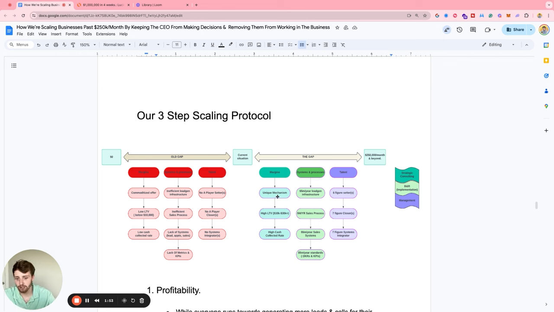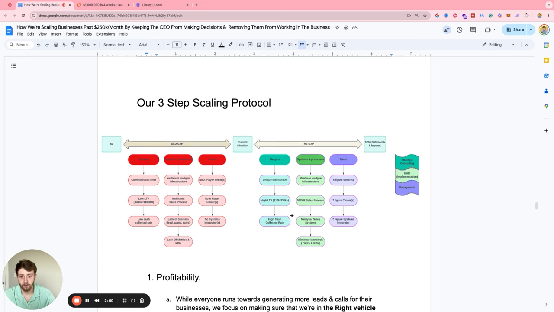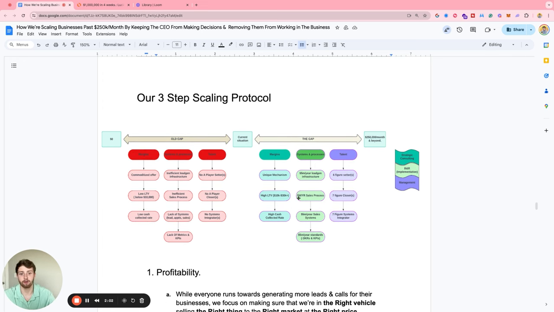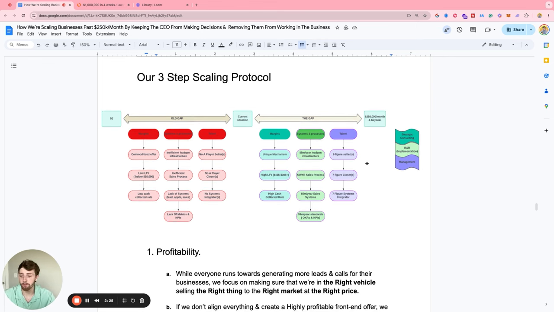Okay, you have a high LTV where you make 10 to 30K plus per client over its lifetime span, right? You have a high cash collection rate, right? You have good systems and processes: 5 million a year lead gen infrastructure, 5 million a year sales processes, 5 million a year sales systems, and 5 million a year standard OKRs and KPIs, right? And then you also have good talent. You have a six-figure setter or setters, and you have seven-figure closer or closers, and seven-figure systems integrators, okay? And this is how you get to 250K a month and beyond, right?